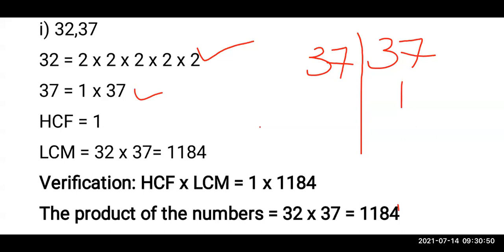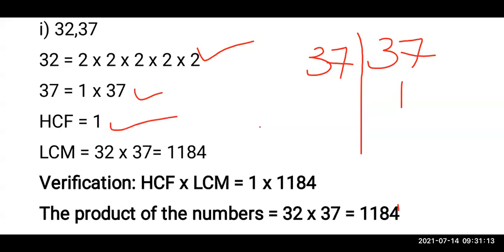Now HCF means what? HCF means our common plus uncommon. Oh sorry, HCF means our common only. अभी यहाँ पे common क्या है? यहाँ पे 2 भी नहीं है, यहाँ पे 37 भी नहीं है, but these two numbers, this 32 and 37, are coming in one table, that is the table of 1. So हमारा HCF मिला हमको 1.